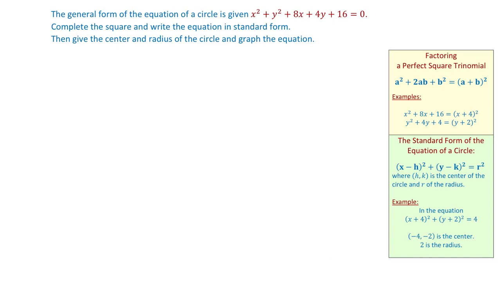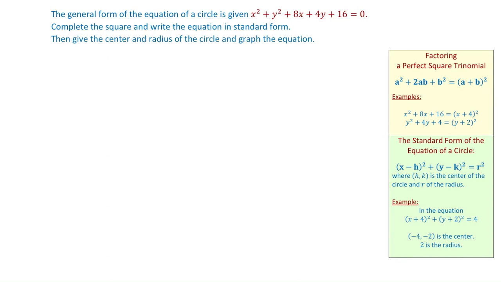The first one is factoring a perfect square trinomial. A perfect square trinomial has the form a squared plus 2ab plus b squared. As we notice, it has three terms. The first one is a perfect square, that is a squared, and the last one is also a perfect square, that is b squared. The middle is the double product of a and b. Such a trinomial can be factored as a plus b in parentheses to the second power.